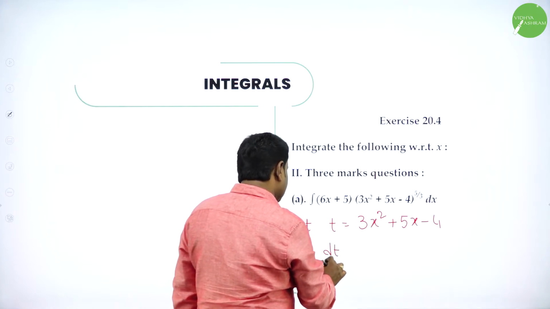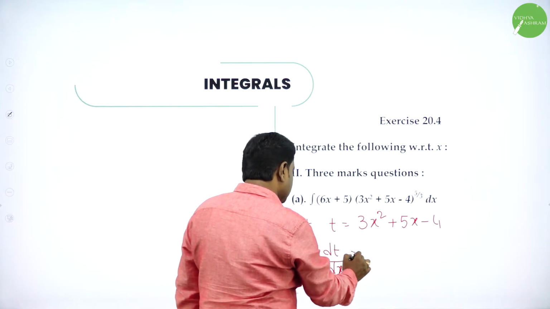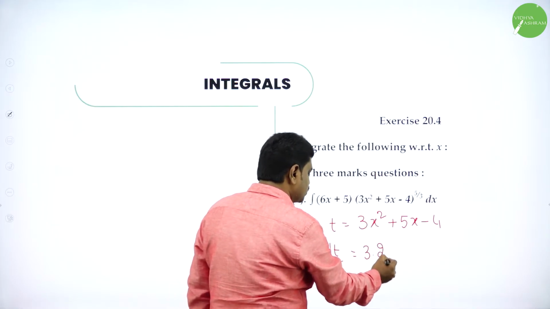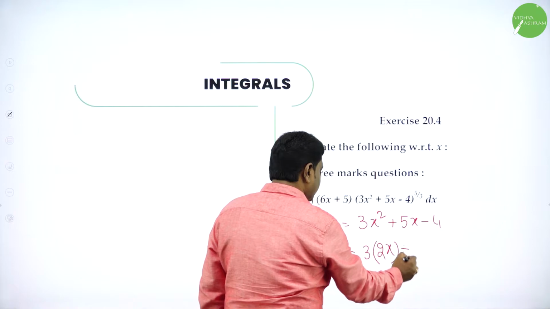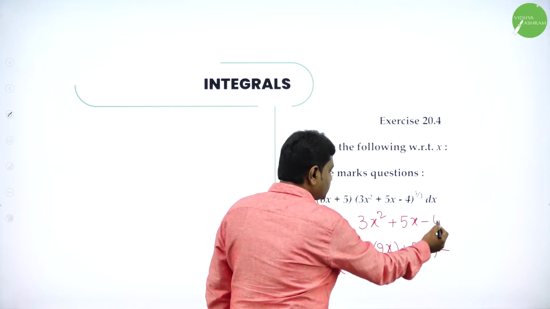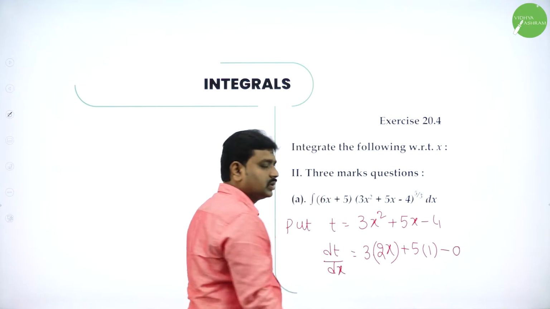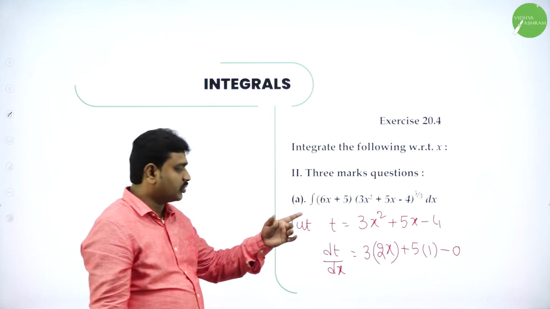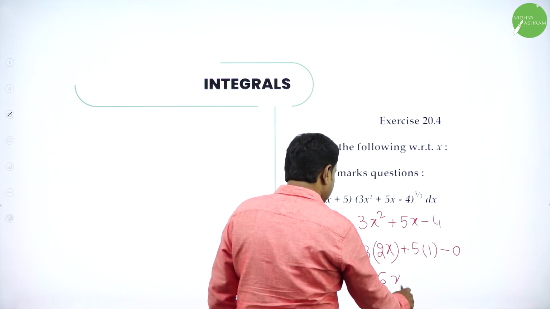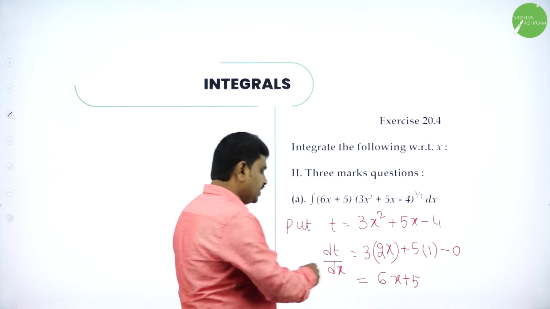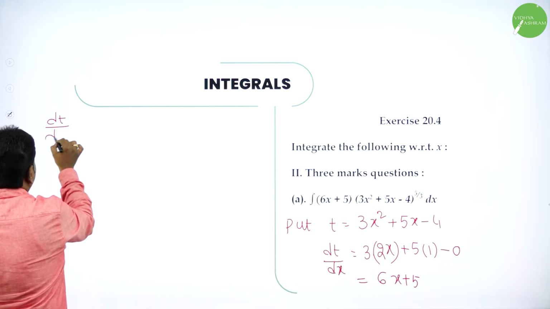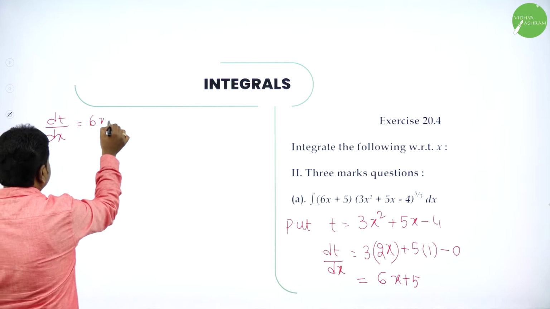So dt by dx is equal to derivative of 3x square, 3 is constant, take it out. All of you know derivative of x square is 2x, plus 5 is constant, take it out. Derivative of x, d by dx of x is 1, minus derivative of constant is 0. All numbers are constant, so 4 is constant, derivative is 0. Simplify this, you will get 3 2s are 6x plus 5. Now you got dt by dx. So what is dt by dx? dt by dx you got 6x plus 5.